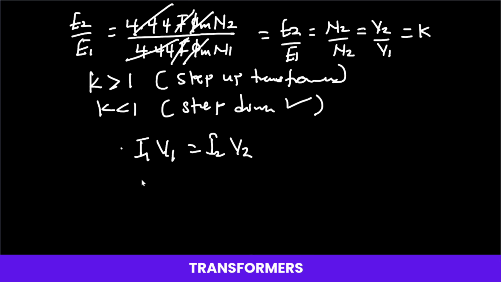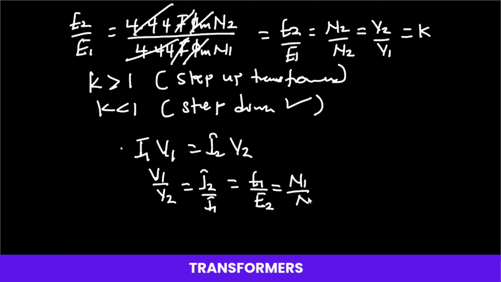So let's take the ratio of V1 to V2. V1 divided by V2 will be equal to I2 over I1, and realize that the current is changing inversely to the voltages. This will be equal to E1 over E2, and that will also be equal to N1 over N2. And this gives us the reciprocal of the transformation ratio.